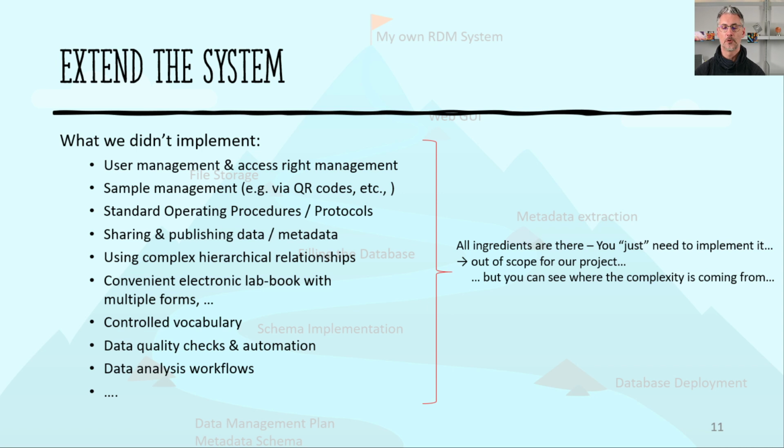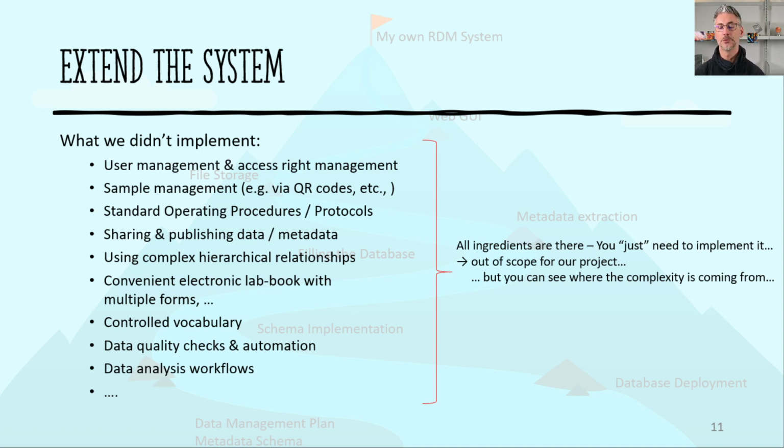Now we have what's more or less called a laboratory information management system. You would want to complement this with an electronic lab notebook with multiple forms and free text entries, adding images and so on. We also need to think about if we want to use controlled vocabulary and how to do data quality checks and automated data workflows beyond what the database engine can do automatically. One benefit of using a relational data model with a defined schema is that the database engine can do a lot of data quality checks automatically already.